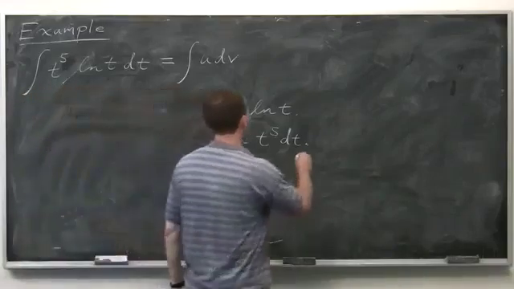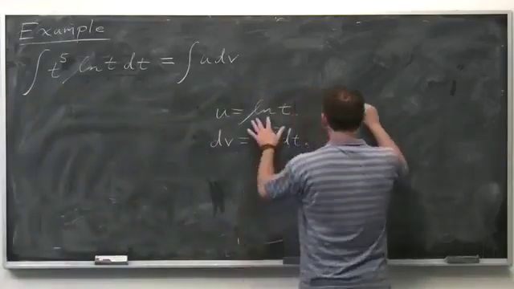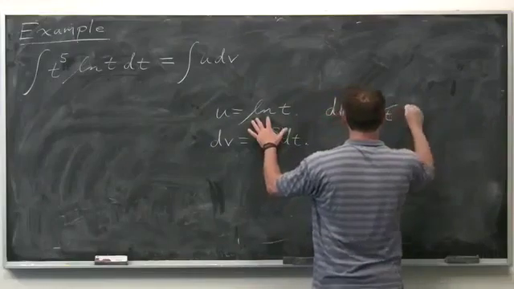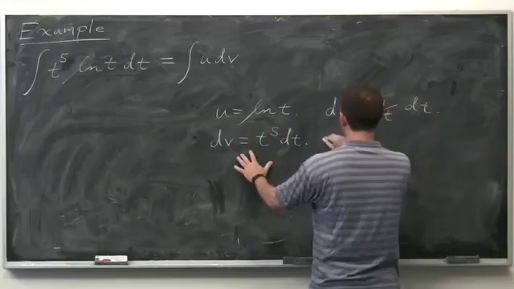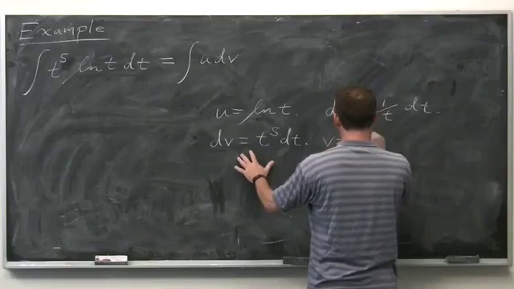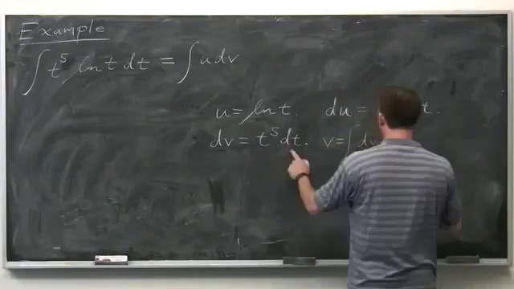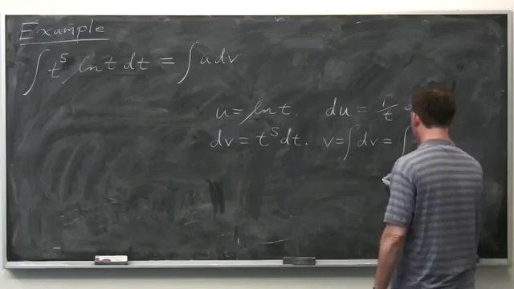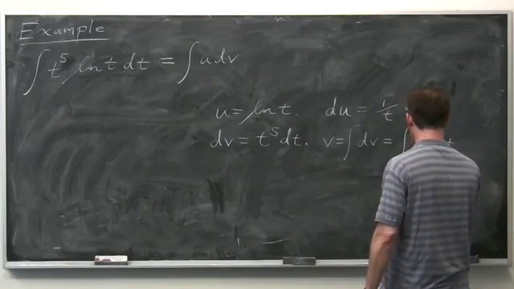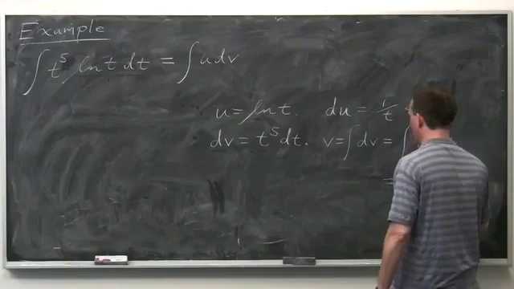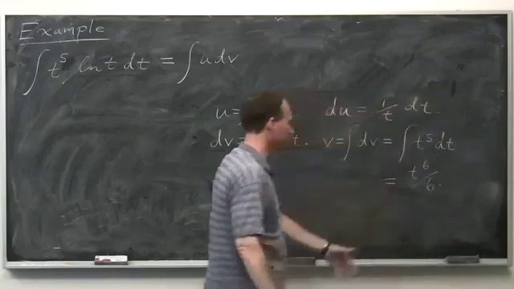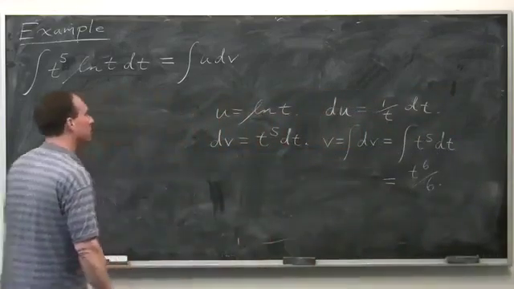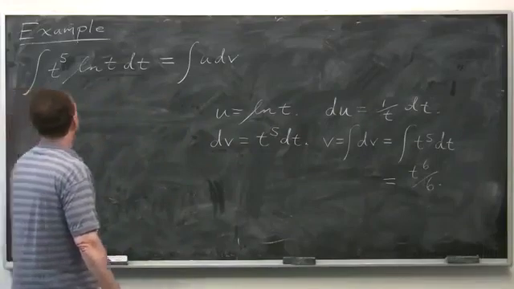If u is ln of t, du is the derivative, that's 1 over t times dt. v is an antiderivative of dv, that's an antiderivative of t to the 5th dt. It's the power rule for integration. You add 1 to the exponent and divide by the new exponent. And as before, you don't bother putting in a plus c on the v.